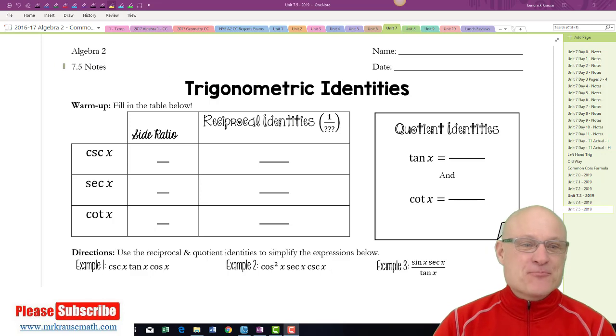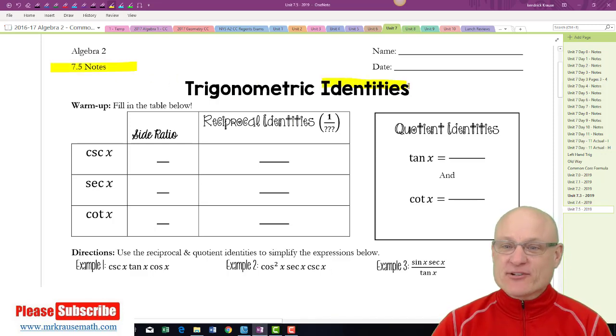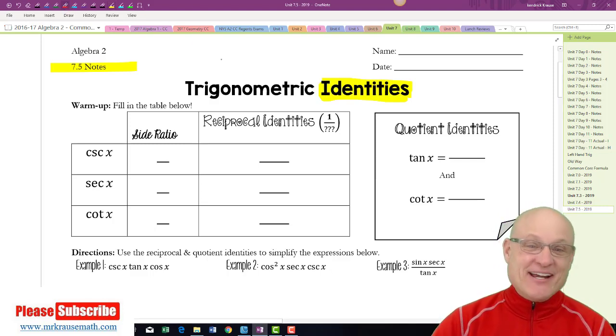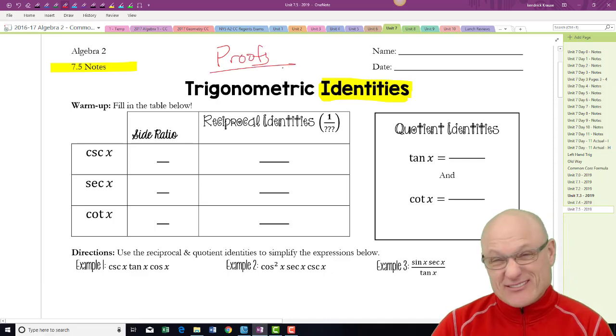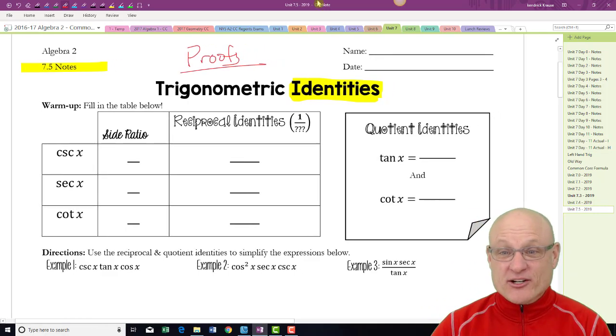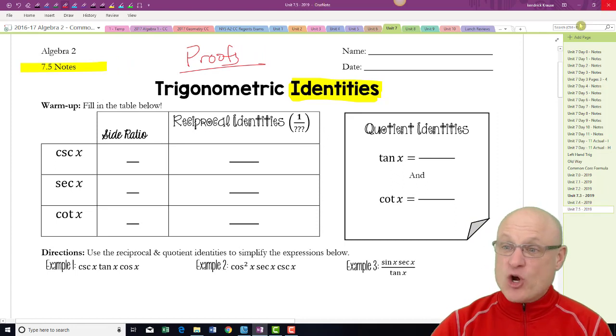Anyway, we're going to work on 7.5 notes, trigonometric identities, and let me just tell you something that you really want to hear. The word proofs. Sort of. These aren't bad. They're a little weird. They require some memorization from you.